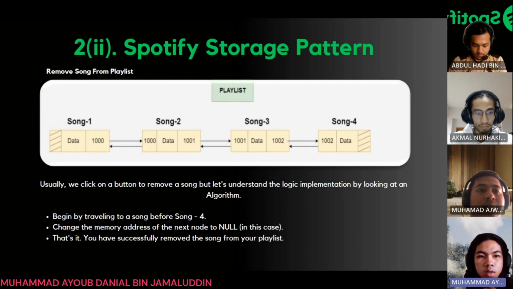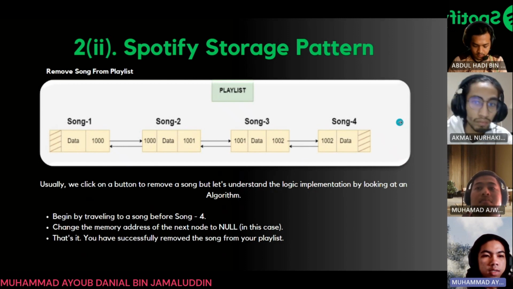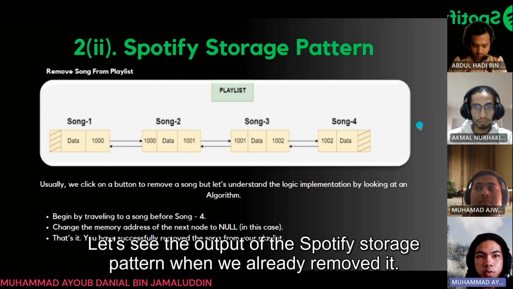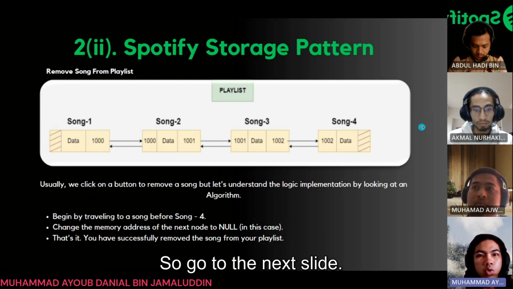from the playlist. So we move to song 3. Next, change the memory address of the next node to null. So that's it. You have successfully removed the song from your playlist. Let's see the output of the Spotify storage pattern when we have already removed it. So go to the next slide.